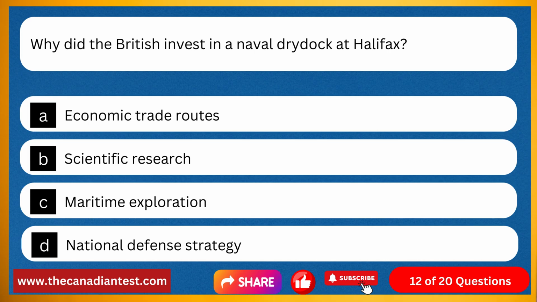Question 12. Why did the British invest in a naval dry dock at Halifax? Option A, economic trade routes. Option B, scientific research. Option C, maritime exploration. Option D, national defense strategy.